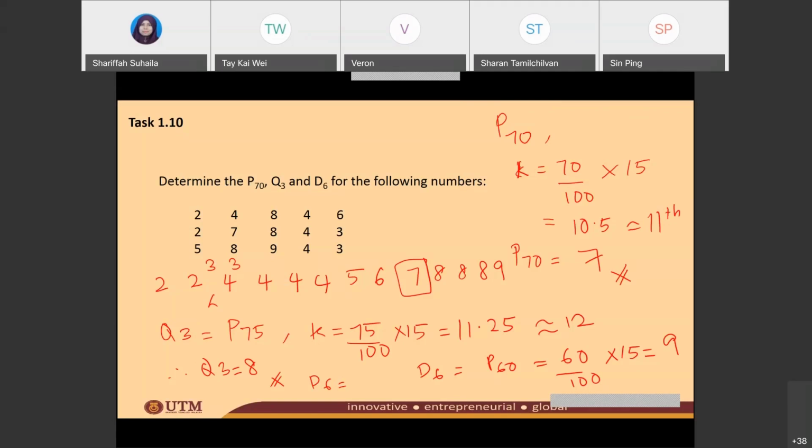What do you get? The 9th data and also the 10th data divided by 2. So you get 5.5. Okay, good. So it's just a direct one.